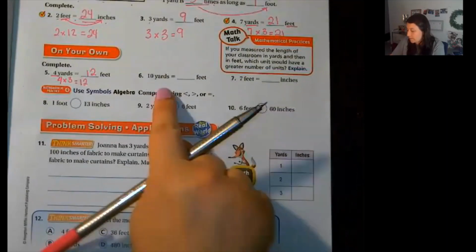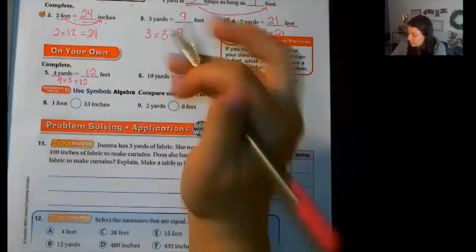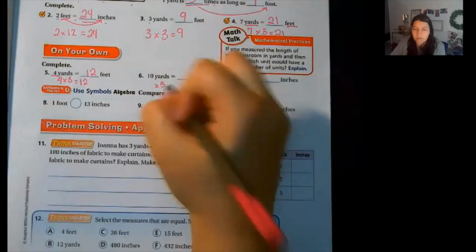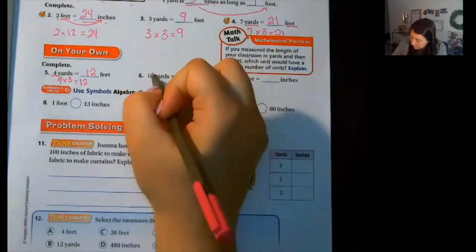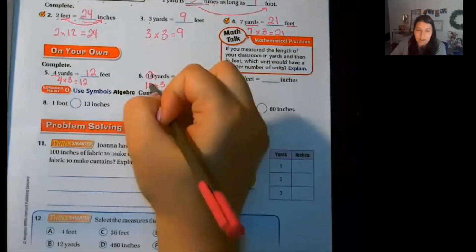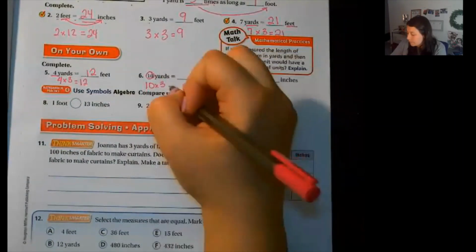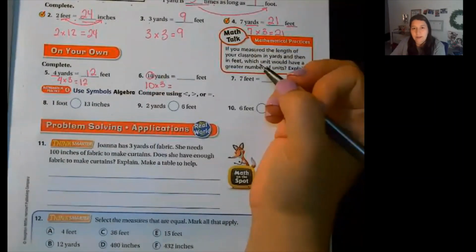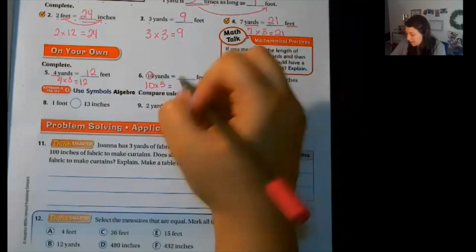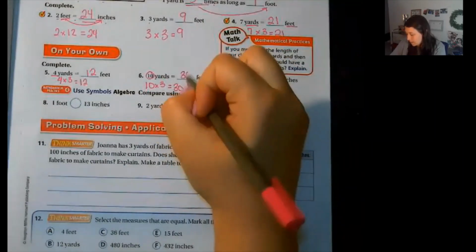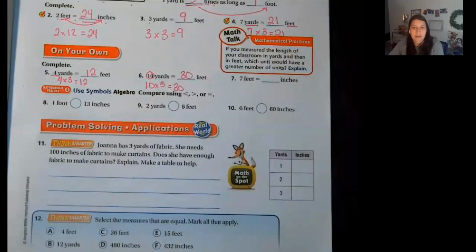For my next one, again, I'm still doing yards to feet. So I'm going to use that times 3. And I take my number from in front of my yards and place it at the beginning of my problem. So 10 times 3. 10 times 3 is 30. Good. So it takes 30 feet to make 10 yards.